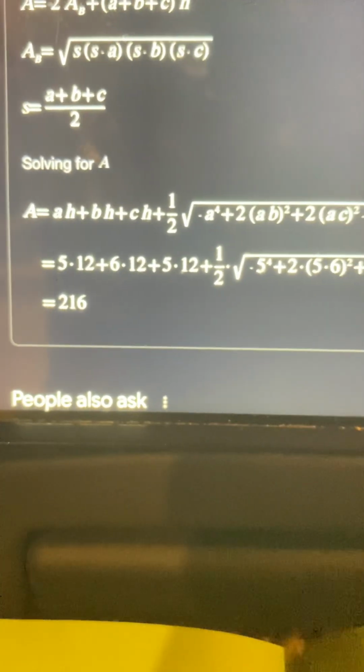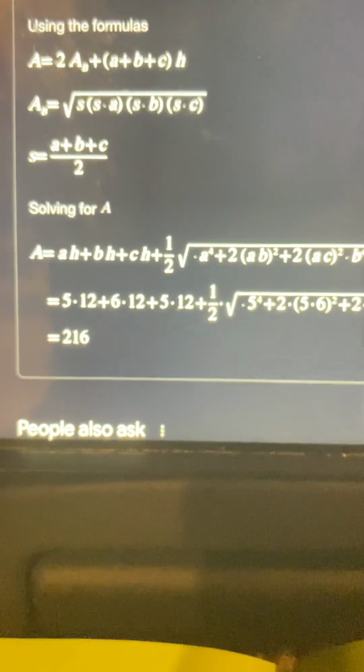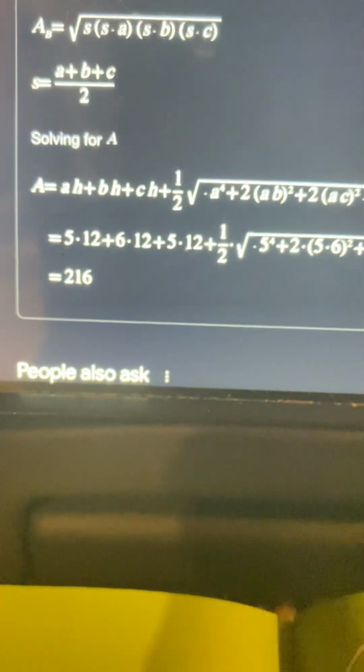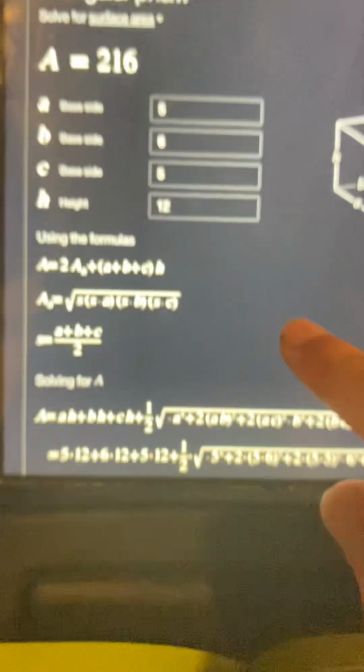The actual surface area of a triangular prism is, I love this part, AH plus BH plus CH plus 1/2 times the square root of negative A to the power of 4 plus 2 times AB to the power of 2 plus 2 times AC to the power of 2 minus B to the power of 4 plus 2 times BC to the power of 2 minus C to the power of 4. And that's it. That's all. And if we substituted all the numbers and we went the long and boring way, it would end up with 216. So, Puzzled Penguin, the surface area is 216 square inches.